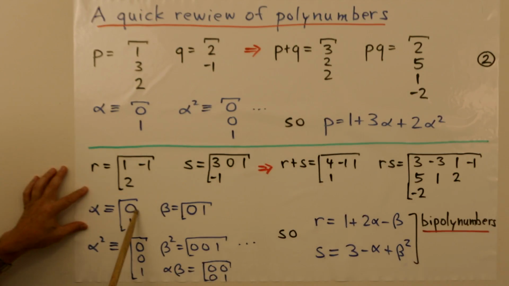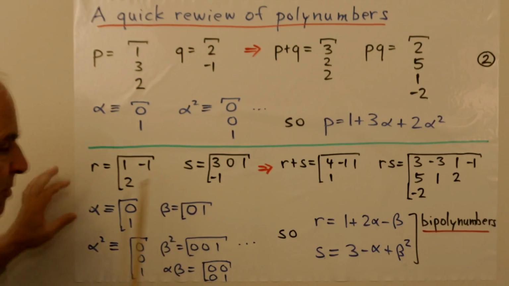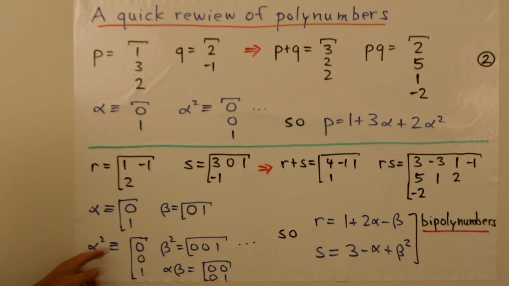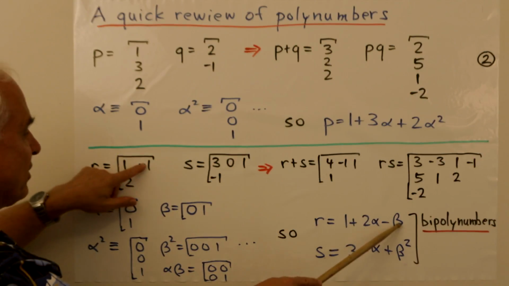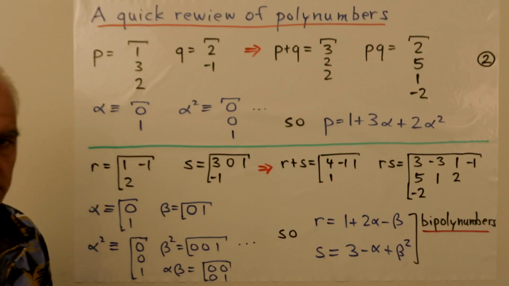So if we introduce alpha as before, but now beta also, the polynumber 0, 1, that row, then alpha squared will be as before, but beta squared will be 0, 0, 1 in that direction. Combinations like alpha and beta are possible. That'll be the one down there. So in terms of those things, this thing here would be 1 plus 2 alpha minus beta. This would be 3 minus alpha plus beta squared.